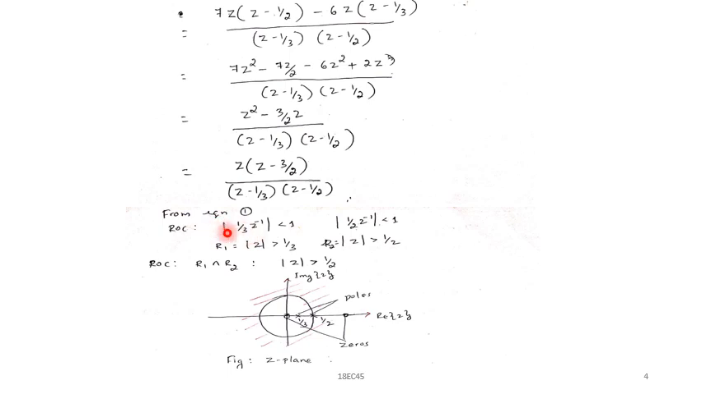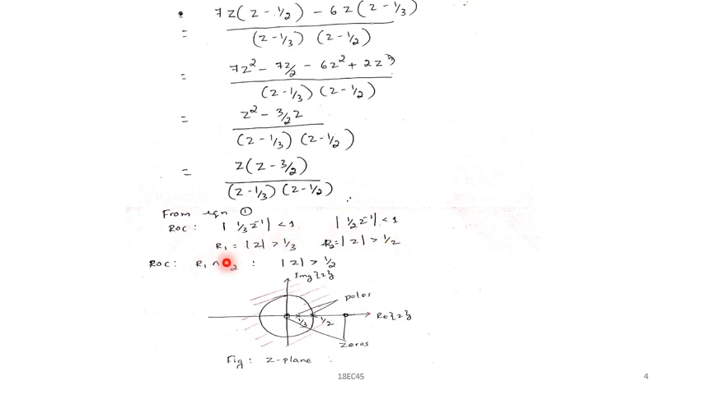we'll indicate the ROC. This ROC is given by 1 by 3 z inverse less than 1, and here 1 by 2 z inverse is less than 1. So the ROC 1 is given by magnitude of z is greater than 1 by 3. The ROC 2 will be given by the magnitude of z is greater than 1 by 2. So both terms are right sided sequences, so the ROC will get the greater than condition, greater than 1 by 3 and greater than 1 by 2.